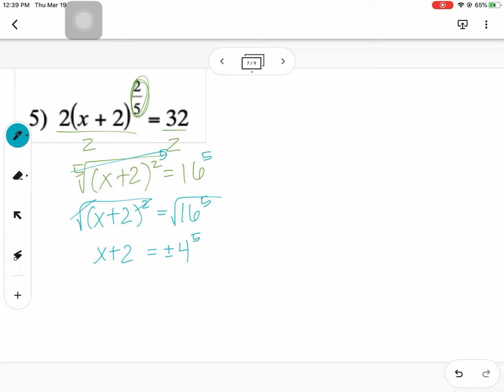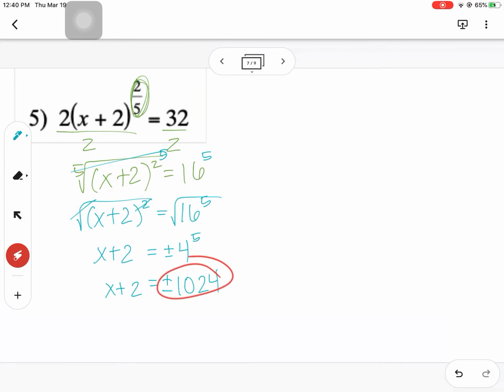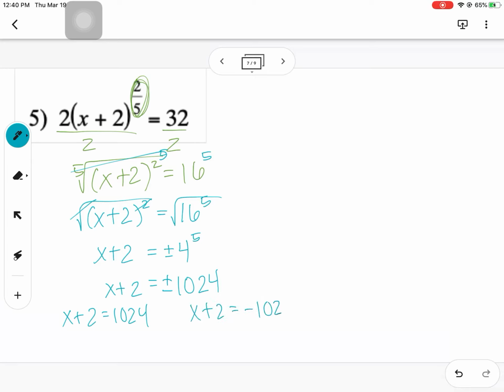Then I'm going to do 4 to the 5th, which I believe is 1024. Yes, this is plus or minus 1024 equals x plus 2. This is 2 numbers. Oopsies. So I do need to split it into 2 problems. I have x plus 2 equals 1024, and I have x plus 2 equals negative 1024. And you get x equals 1022 and x equals negative 1026.